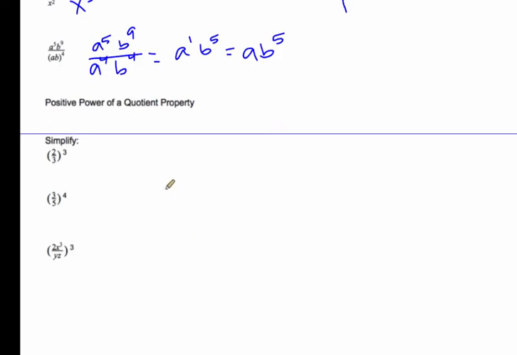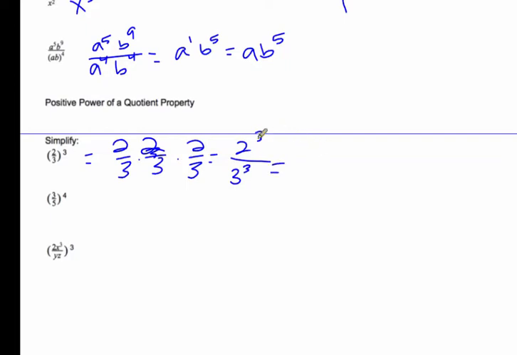Now the positive power of a quotient property. Okay. So here we have 2/3 to the 3rd power. Okay, so I'm dividing something. I've got a fraction in here and I'm raising it to a power. 2/3 to the 3rd power is the same as 2/3 times 2/3 times 2/3, which is the same as 2 cubed on the top, right? 2 times 2 times 2 is 2 to the 3rd power, over 3 to the 3rd on the bottom.